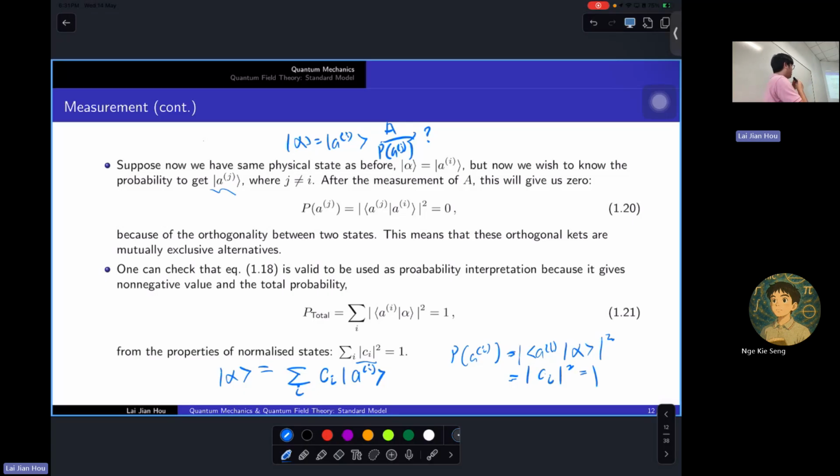This will ensure that the total probability of measuring each of these states together is equal to 1. This matches the probability interpretation. Each probability is non-negative, and the total probability is equal to 1.